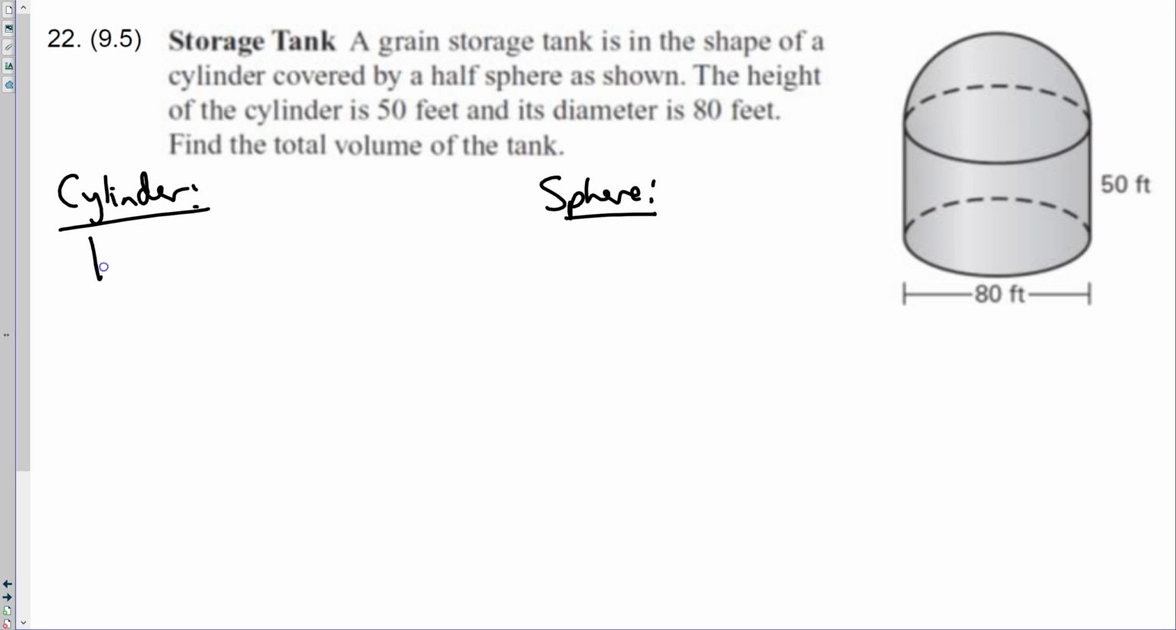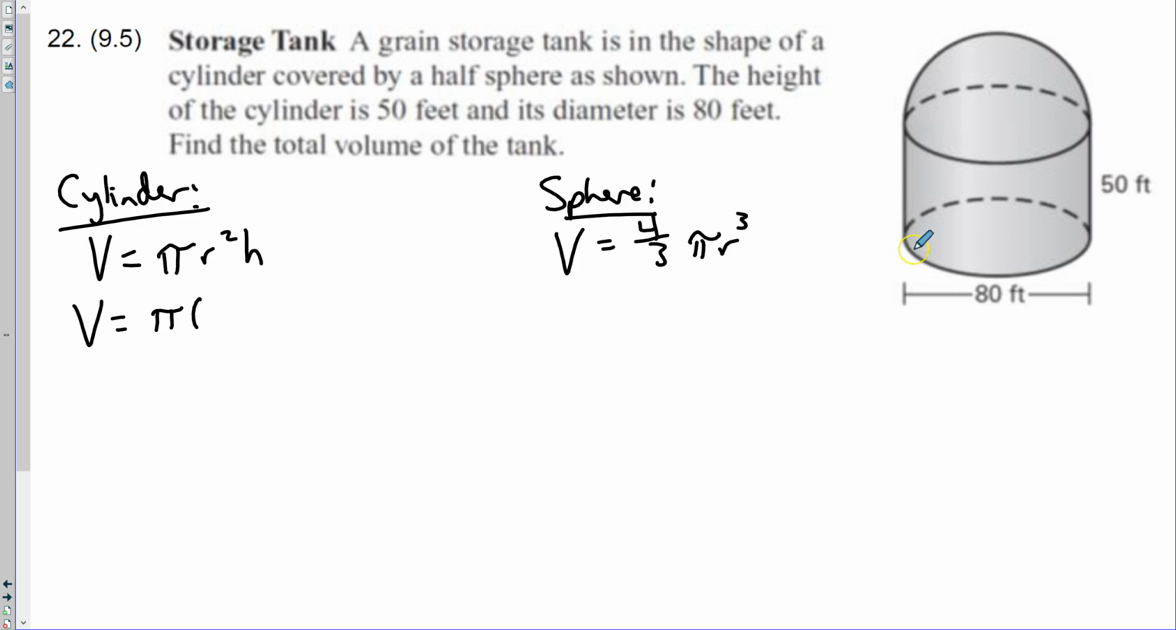So the cylinder has a volume formula of pi r squared h. The sphere has a formula of 4/3 pi r cubed. And so what I need to do is write down my formulas before I plug in my numbers.